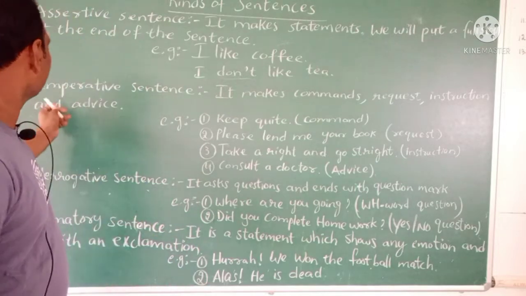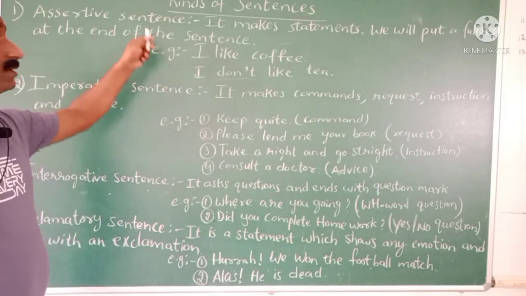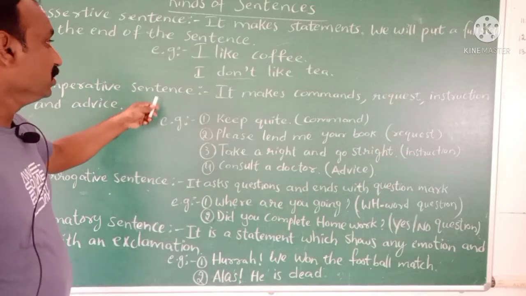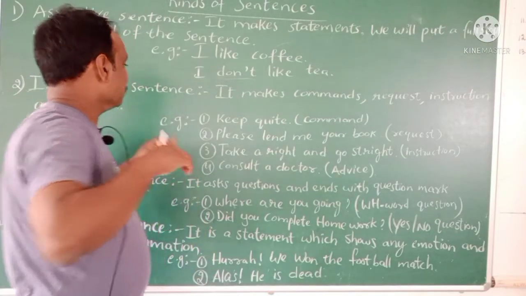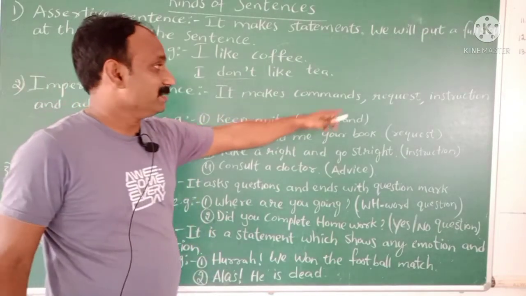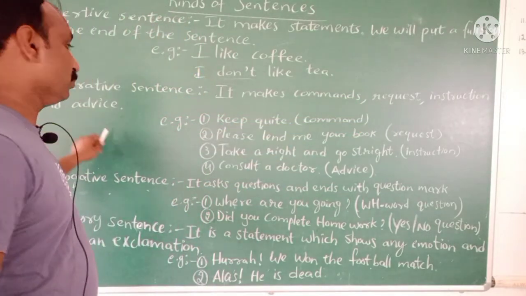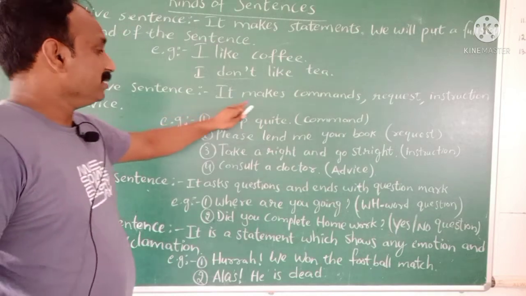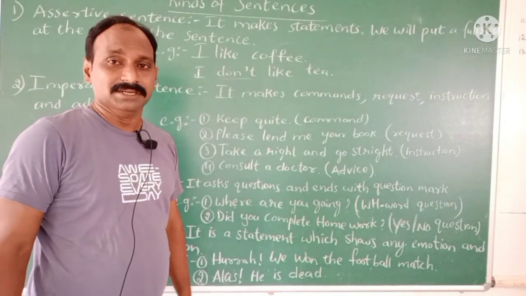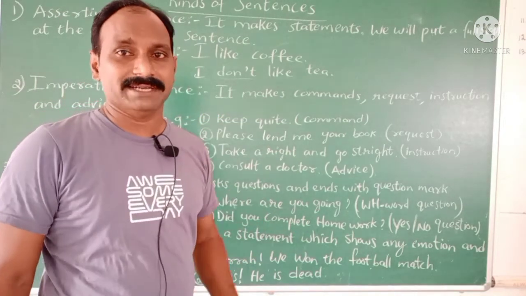Now let us see imperative sentence. The difference between assertive sentence and imperative sentence you will be able to understand when we see here. It makes commands, requests, instruction and advice. So it is giving commands. Here is a statement which makes commands.